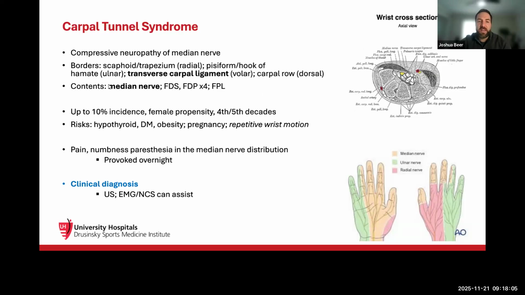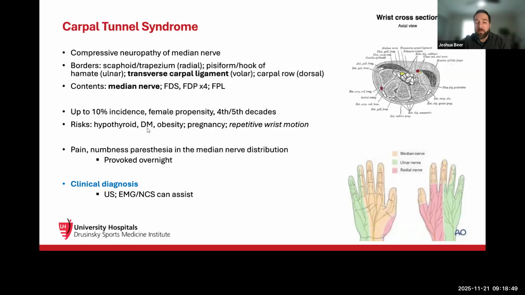There's about a 10% incidence annually. Females are more predisposed than males, and typically you're going to see this more in the 4th and 5th decades of life. Anything that can cause fluid retention, so hypothyroidism, pregnancy, obesity, puts someone at risk for this. Also, repetitive wrist motion, specifically flexion, is going to aggravate this. Patients are going to complain of pain and numbness in the median nerve distribution. So remember, on the volar aspect of the hand, that's going to affect the first, second, and third, and the radial half of the 4th digit. And on the dorsal aspect, it's going to be the fingertips of those fingers as well.